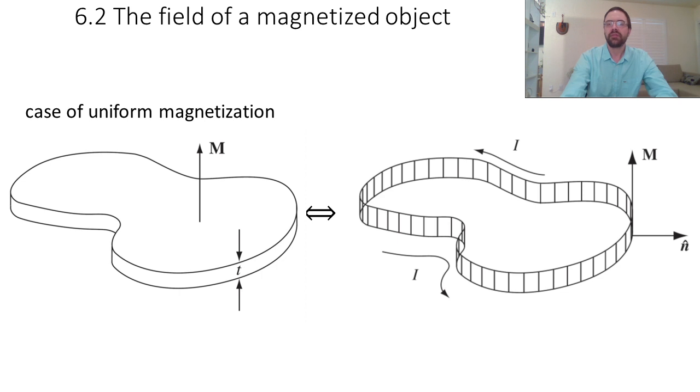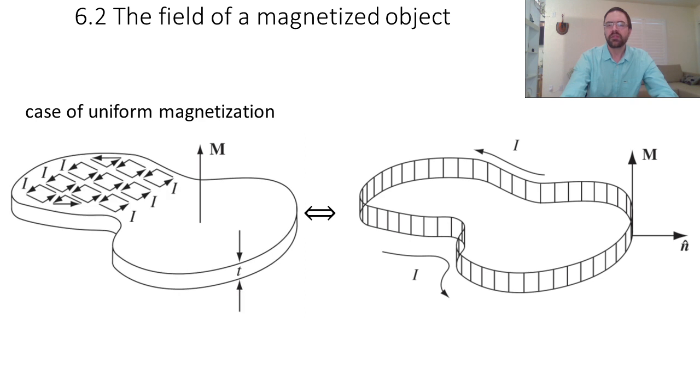So first, we do the case of a uniform magnetization. If the magnetization is the same everywhere in the material, it means that all the small dipole moments have the same density, and we can represent the small dipole moments as small current loops in the material.